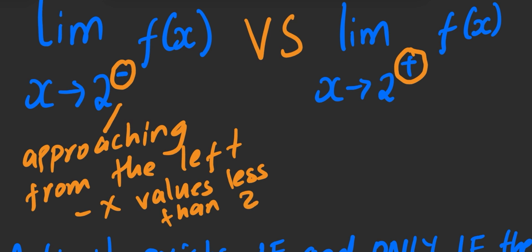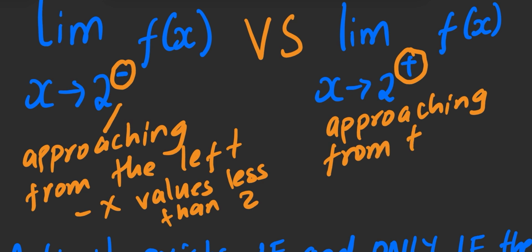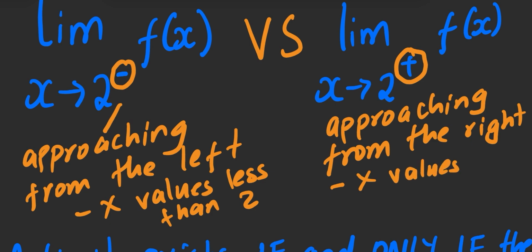And then on the right-hand side, the plus sign means approaching from the right, or approaching from values greater than 2. You can choose whichever makes more sense to you to remember and just stick with it. They both mean pretty much the same thing. So this one is approaching from the right, or x values greater than 2.